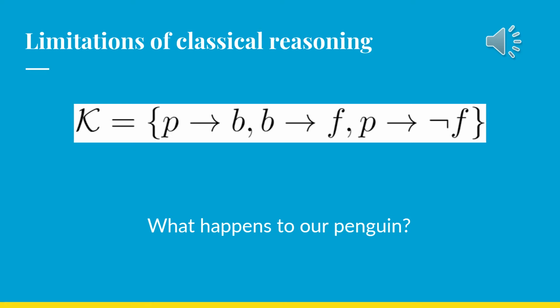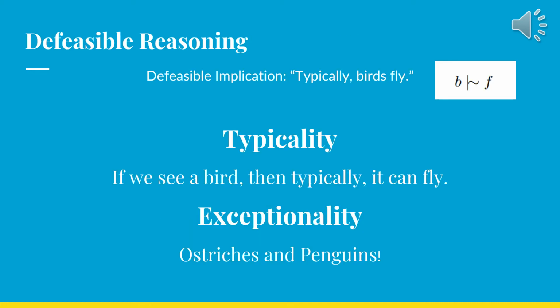We require a framework for knowledge representation that allows penguins to exist as a bird, yet not fly. That is, a framework which supports reasoning in the presence of contradictory information. Defeasible reasoning is a type of reasoning that allows for statements of the form typically A implies B, or in this case, typically birds fly.